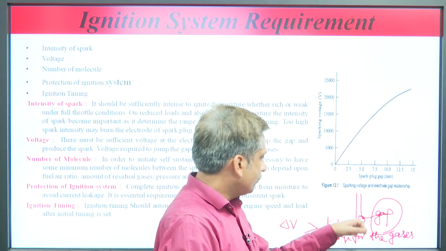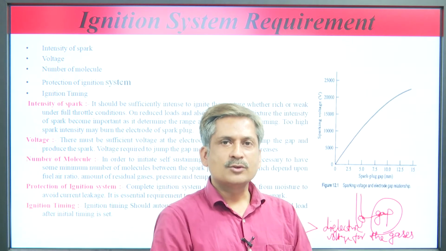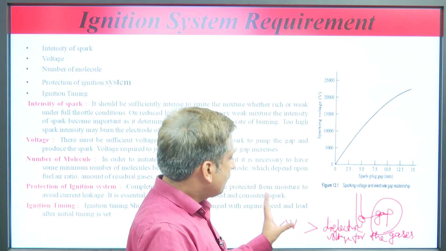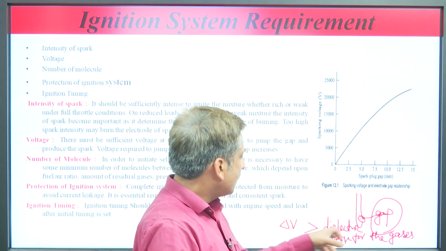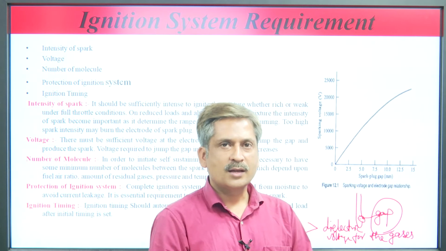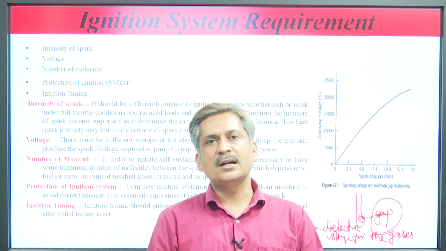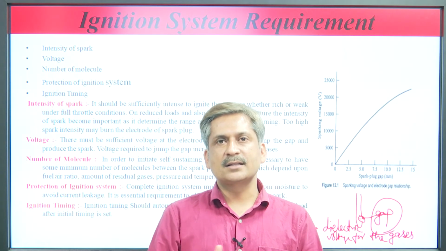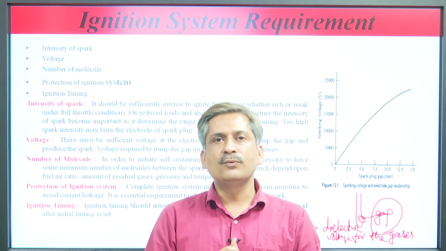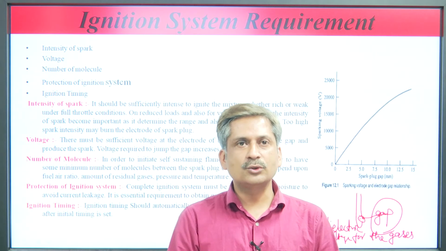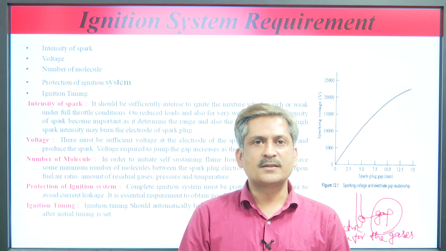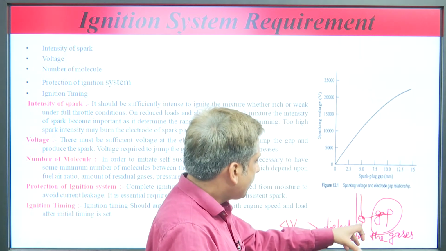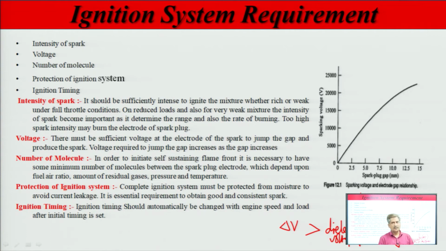So, how can this voltage be created? For creation of this voltage, that amount should be greater than the dielectric voltage. If this voltage is greater than the dielectric voltage, the gases get ionized, and at this condition the current starts to flow. So, the number of molecules means the amount of gas mixture in this gap.